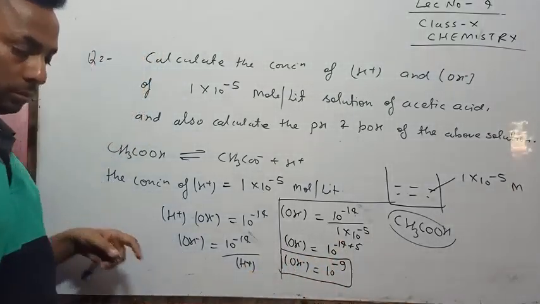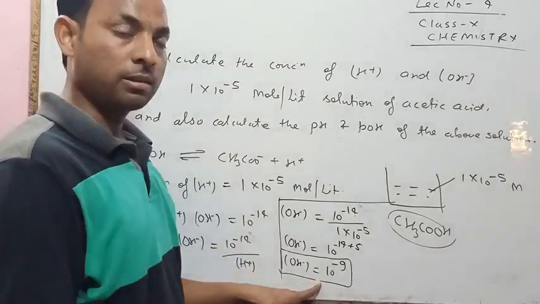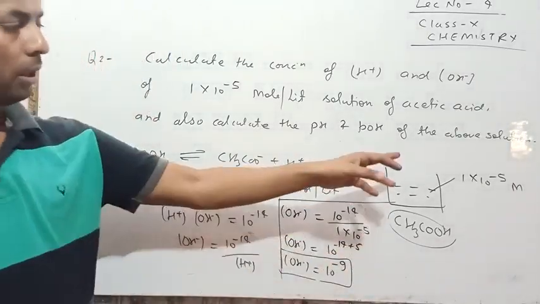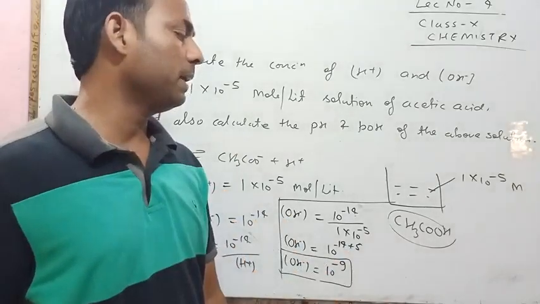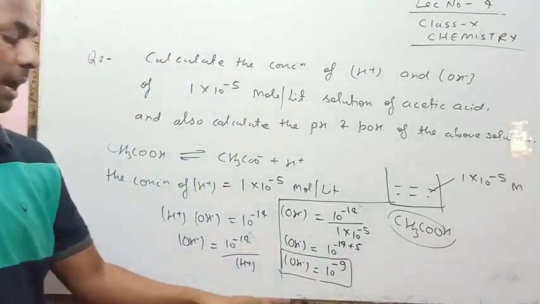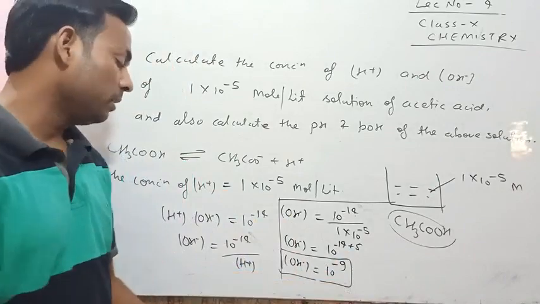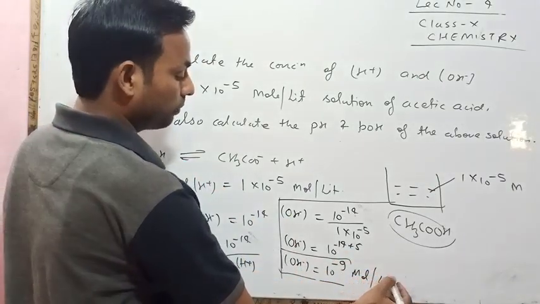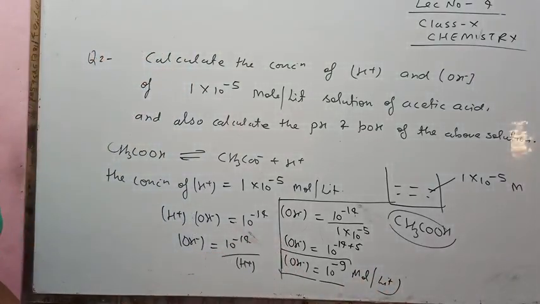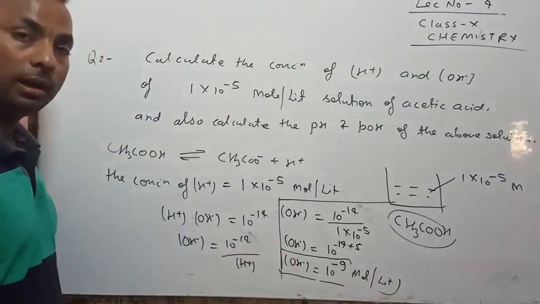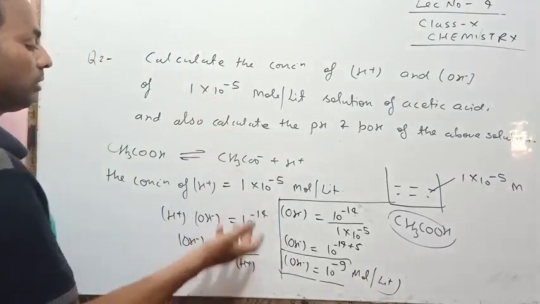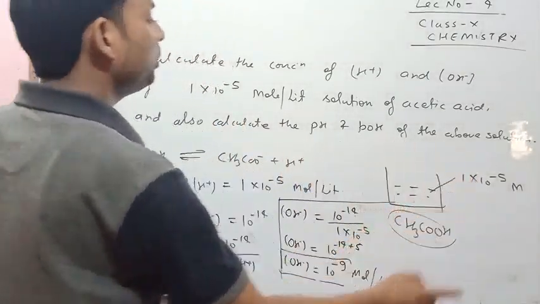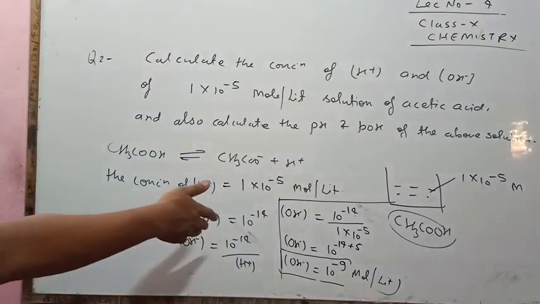This is the OH ion concentration of the solution. It means 1 into 10 to power minus 5 M acetic acid solution has 10 to power minus 9 mole per liter. Don't forget, it is very important for you how to calculate the H plus concentration and OH. Already I taught you. Now also calculate the pH and pOH of the solution. So please take a screenshot first.